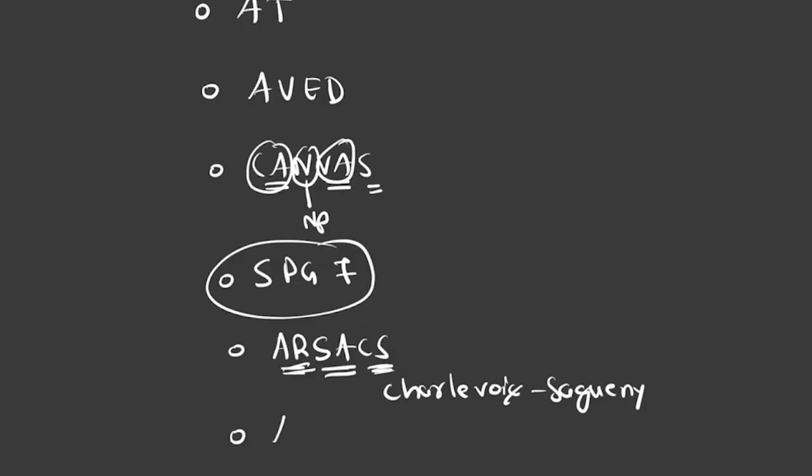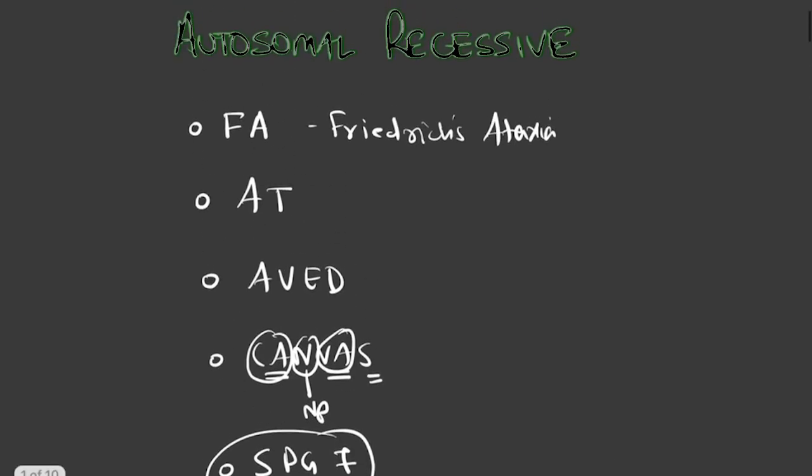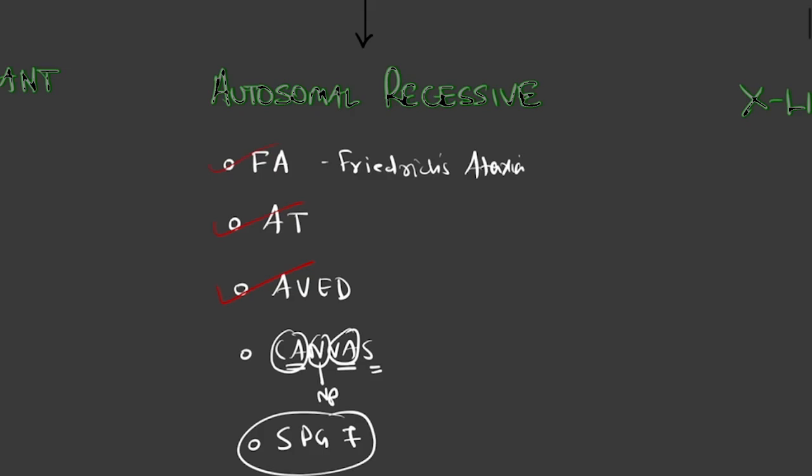Then we have ataxia with oculomotor apraxia type 1 and type 2. Then there is ARCA1. ARCA1 stands for autosomal recessive cerebellar ataxia 1. If you see Harrison, he has given only these things. One is Friedreich's ataxia, ataxia telangiectasia, ataxia with vitamin E deficiency. If you remember these three, that is more than enough.